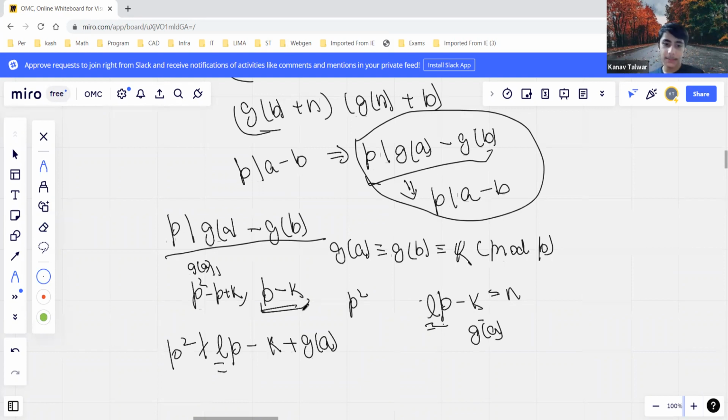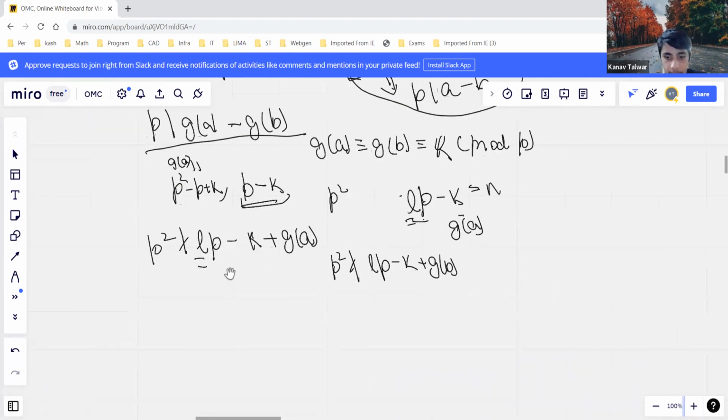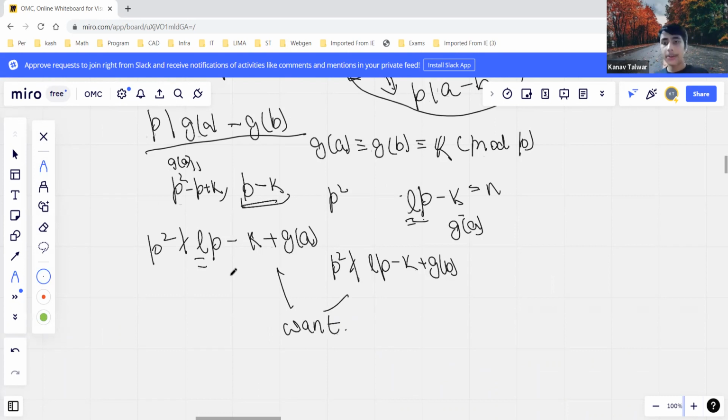So we want P square to not divide LP minus K plus G of A, and P square to not divide LP minus K plus G of B, right? Then we can continue your argument and get that P divides A minus B, right? Like we want this, we don't have this. 1 second, I'll just write. We want this. Okay. Is this clear?